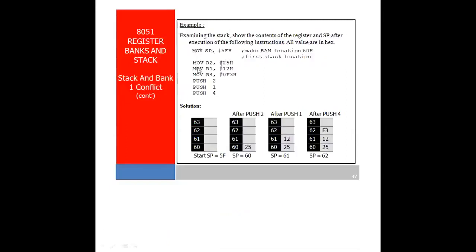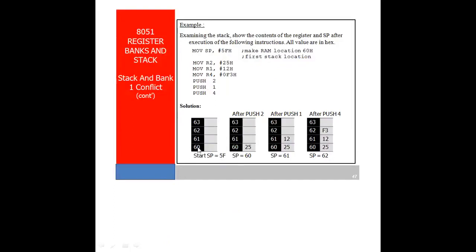Now we are writing the same instructions: R2 is loaded with this value, R1 is loaded with this value 1, and R4 is loaded with this value. Then we execute the instruction push 2, which means the value stored in R2 will now be loaded inside the stack. Initially, my stack pointer is loaded with the value 5F, pointing to the stack location. So when the first push instruction is executed, the stack pointer value will be incremented by 1 and become 60.